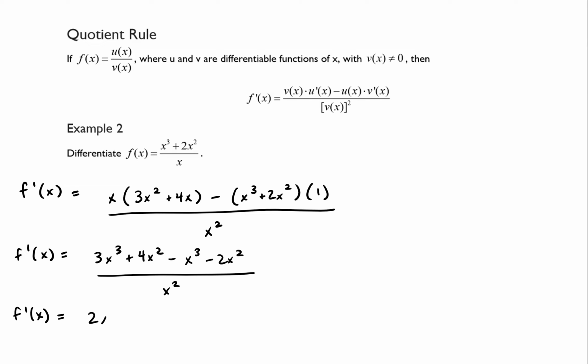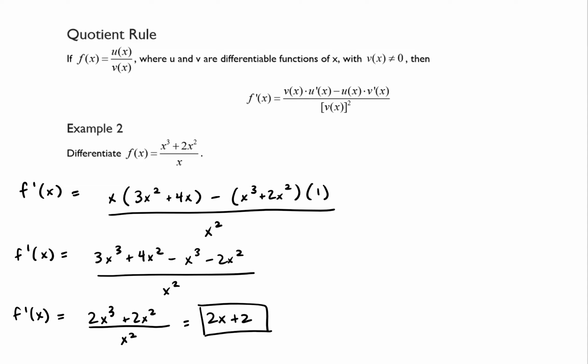And that's going to give us 2x cubed plus 2x squared all over x squared. Both the terms in the numerator have an x squared in them, so that can change into 2x plus 2. Let's check if we did this correctly.